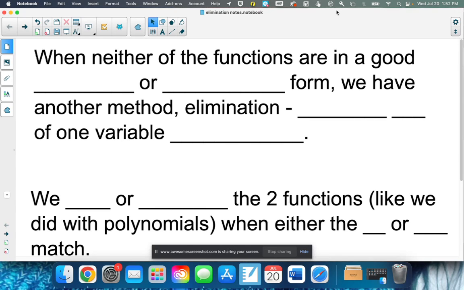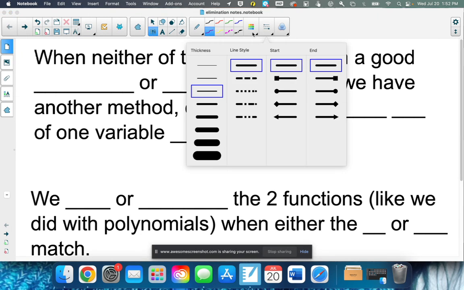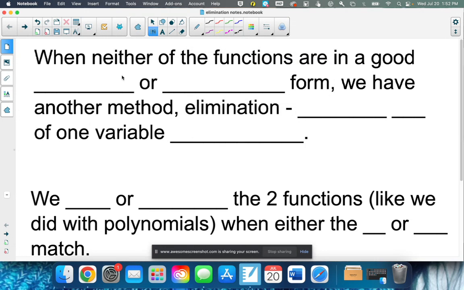Okay, so today we are going to be solving systems using what we call elimination. It is the third and final method for solving systems of linear equations. Basically what happens is this method is used when neither of the functions are in a good graphing or substitution form.